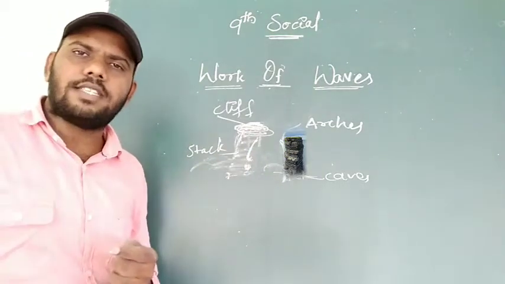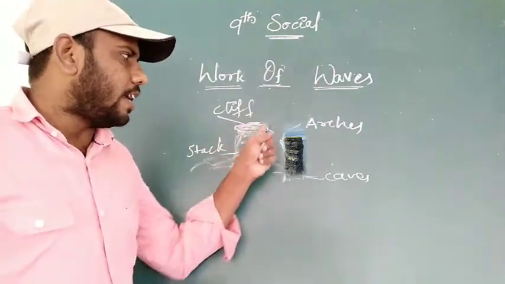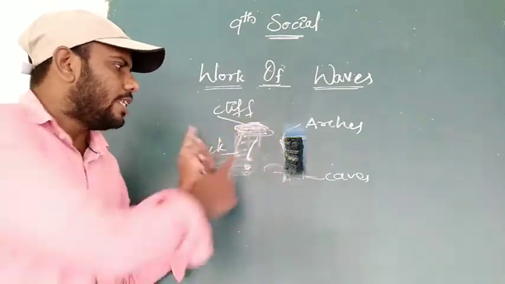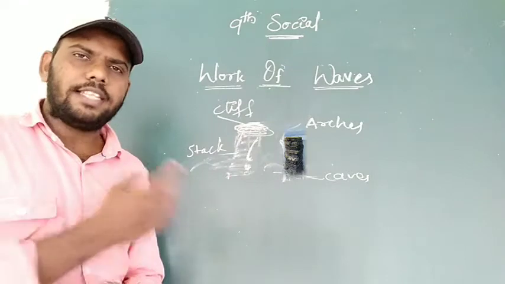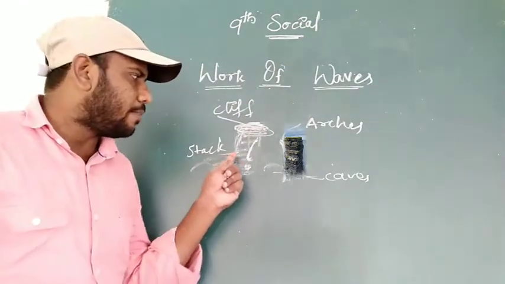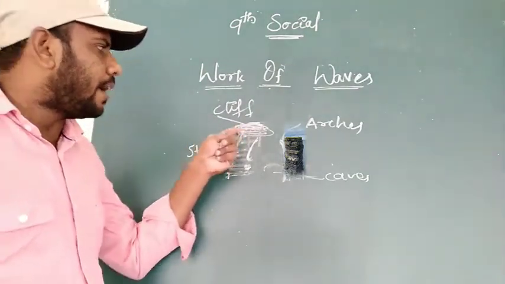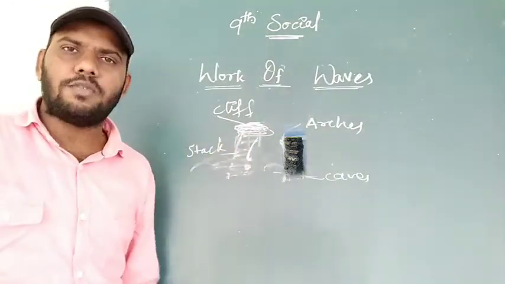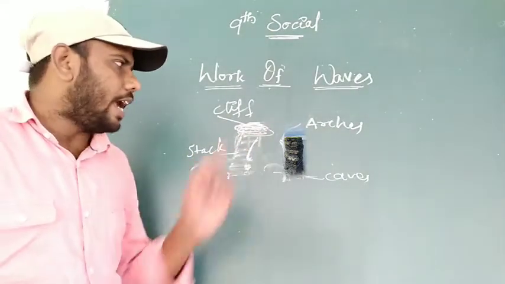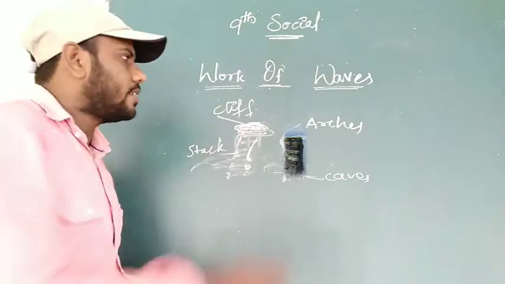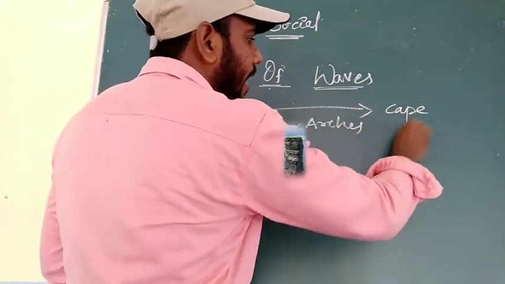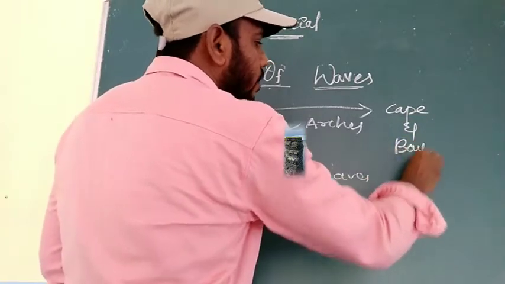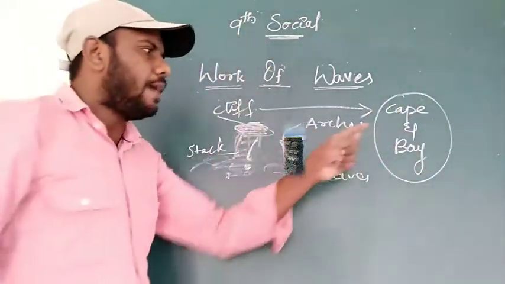As the erosion continues, the roof breaks and only the walls remain. We call it a sea stack. This process continues and only the upper part of the walls remains. That we call the sea cliff. And from the sea cliff, with further processes, a cape starts to form. Remember cape and bay. Two landforms will be formed, cape and bay.